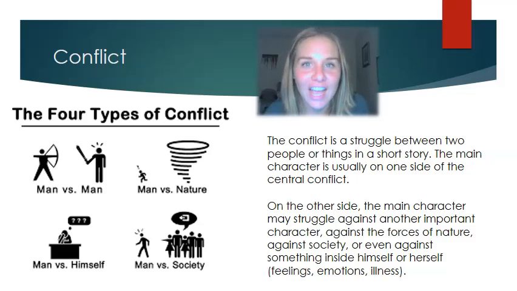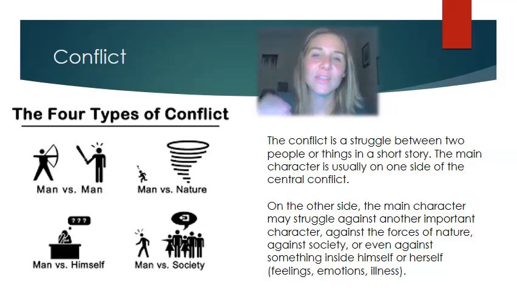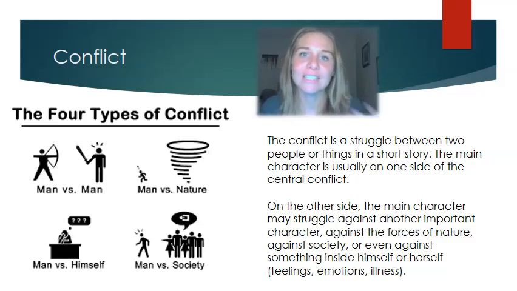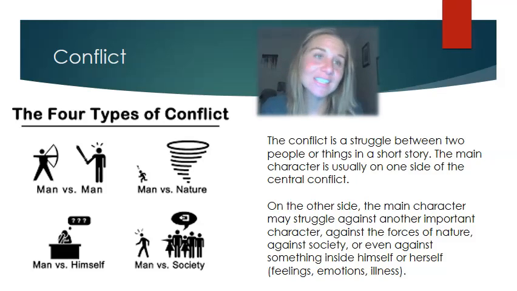On the other side, there may also be other conflicts going on, and the main character may also struggle against another character, against nature or natural forces, against society, or possibly even against themselves through making a decision or an illness. So I have examples of 4 types of conflict over here.